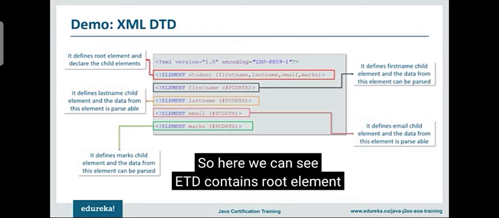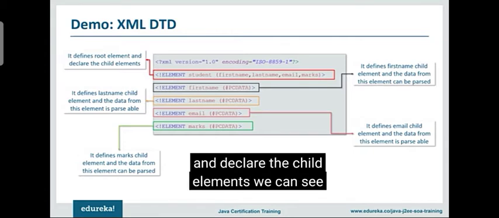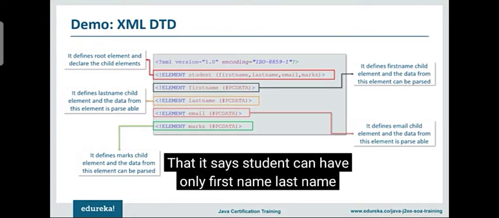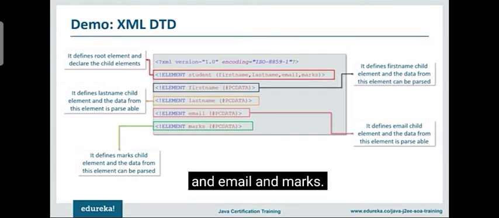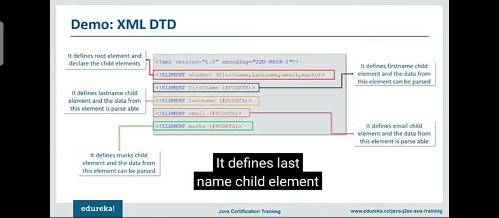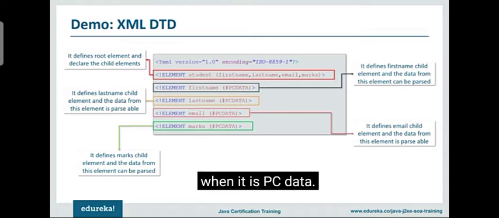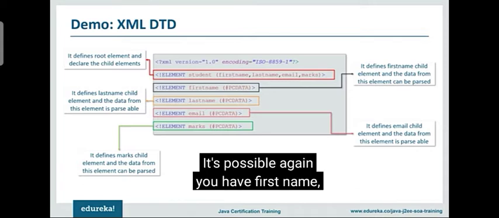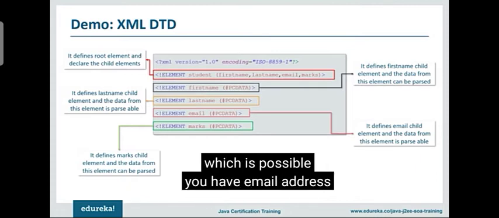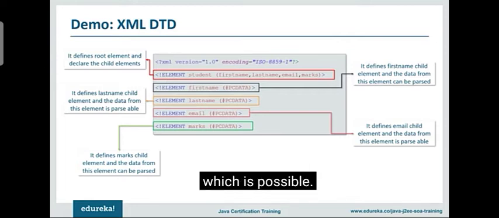Here we can see that the DTD contains a root element and declares the child elements. It says student can have only first name, last name, email, and marks. It defines last name as a child element, and data from this element is parsable. When it says PCDATA, it's parsable. Again, you have first name, which is parsable, last name, which is parsable, email address, which is parsable, and marks, which is parsable.